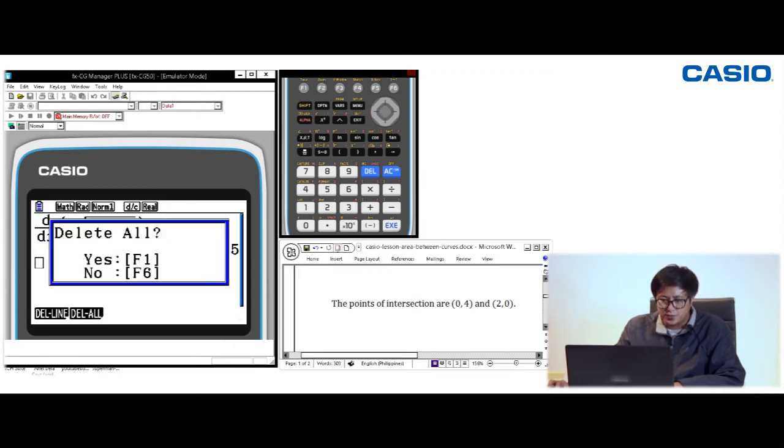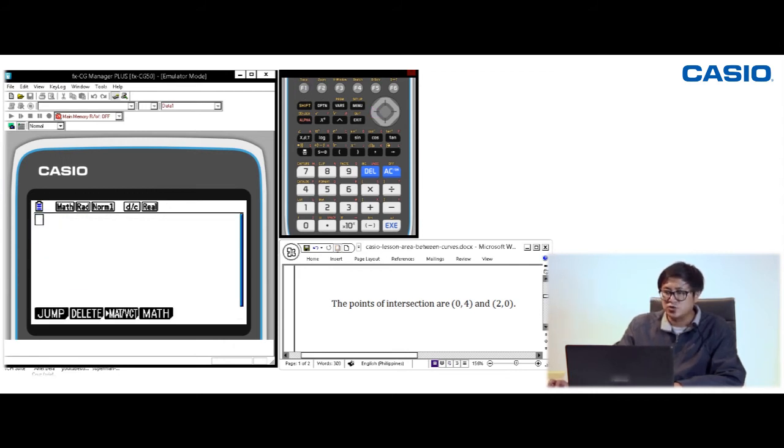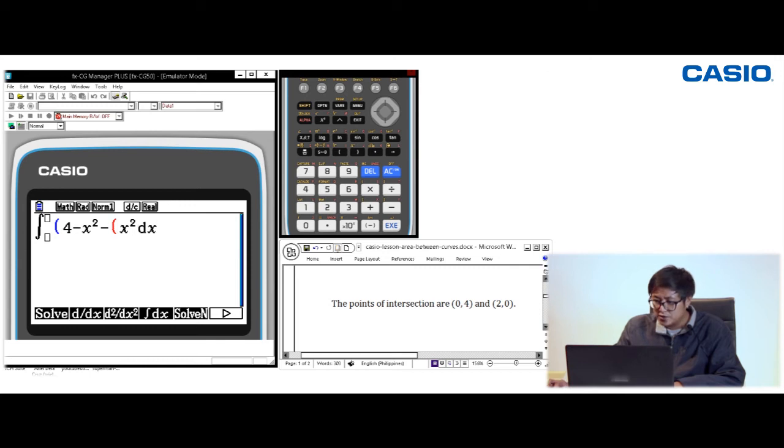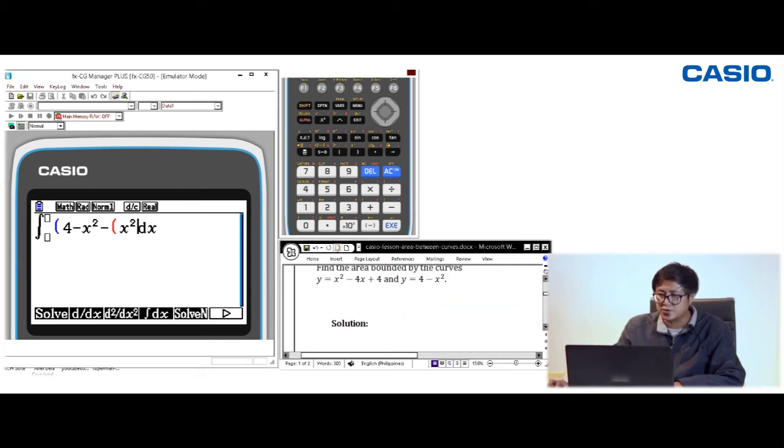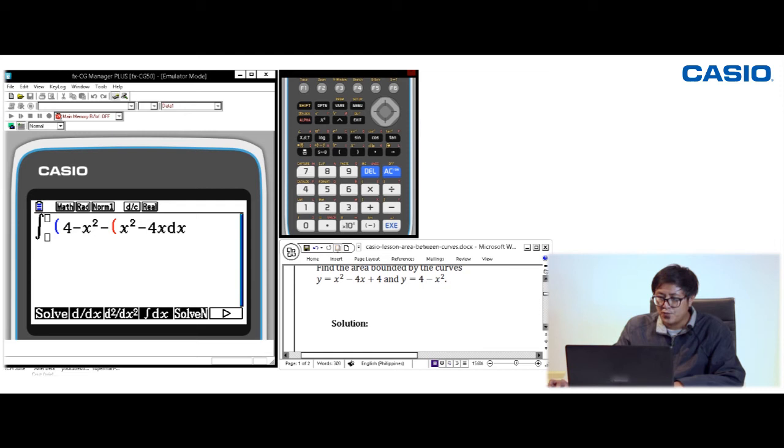Let's delete the previous input on the screen. So pressing option, calc, find the integral solver. It's below F4 there. Remember that we should input 4 minus x squared first and then minus the other graph, which is x squared minus 4x plus 4. So you have minus 4x plus 4 there.